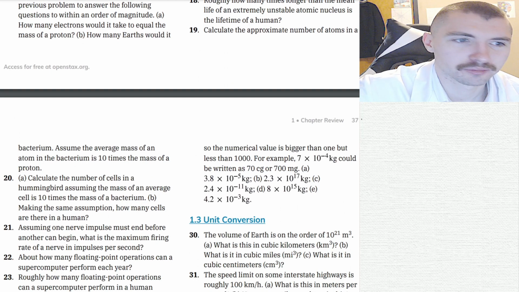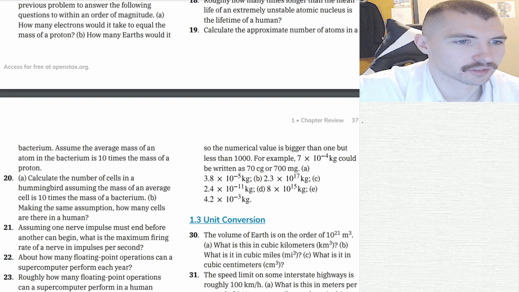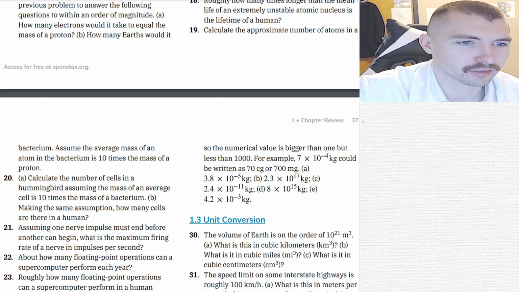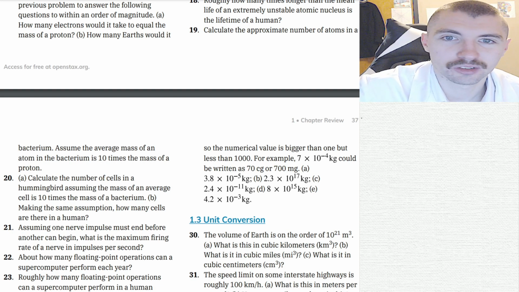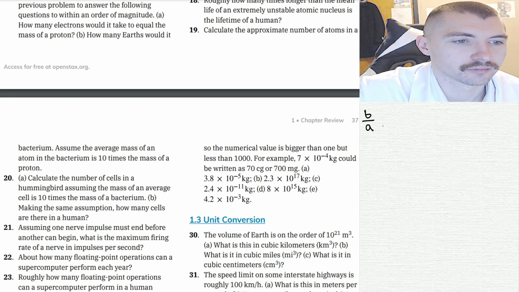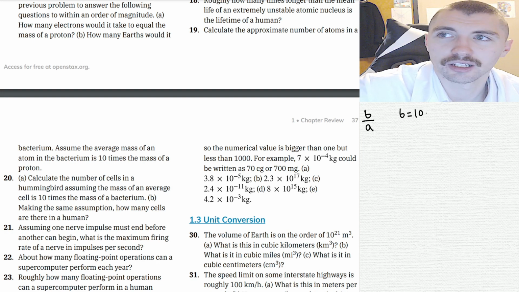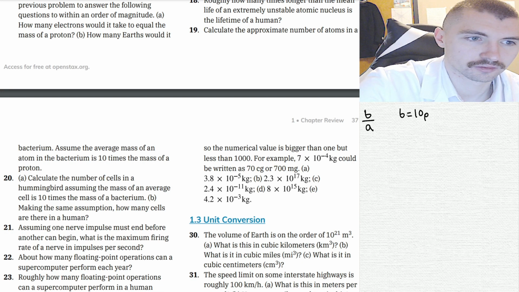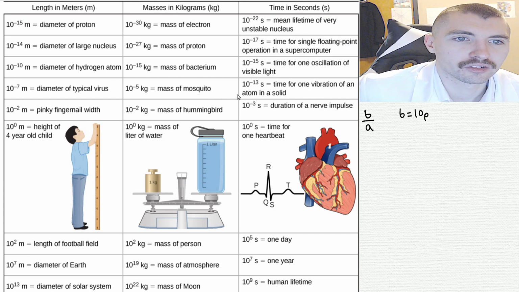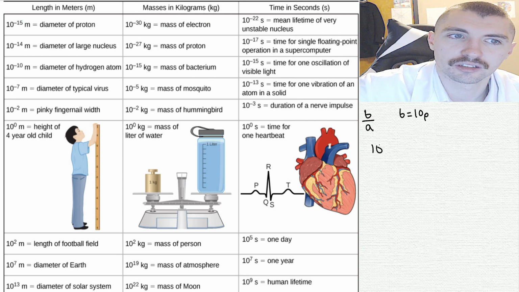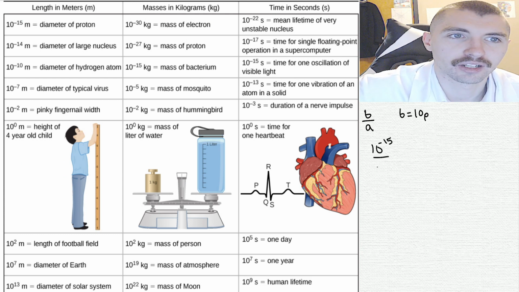Number of atoms in a bacterium. Assume the average mass of an atom in bacteria is 10 times the mass of a proton. So we want to calculate the number of atoms in a bacterium. So we're taking bacterium divided by atoms. We know the mass of bacteria is 10 to the negative 15, and we're dividing it by the mass of an atom.